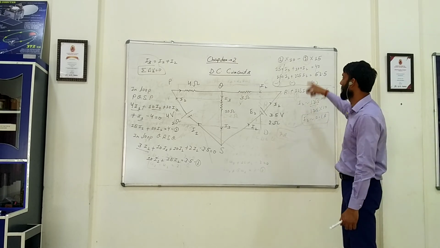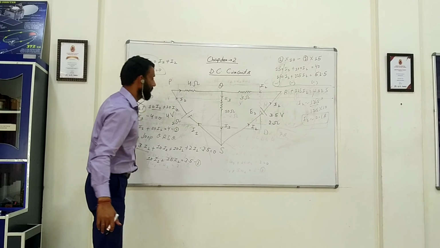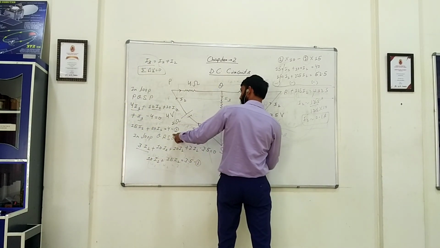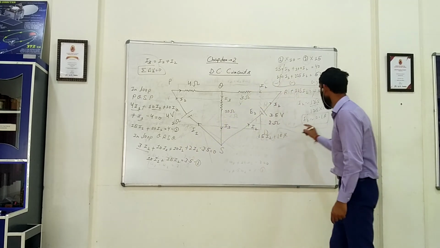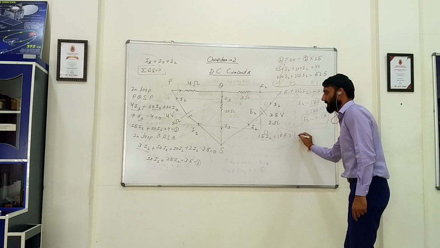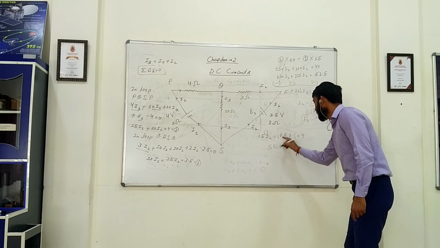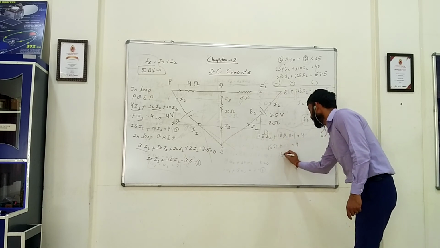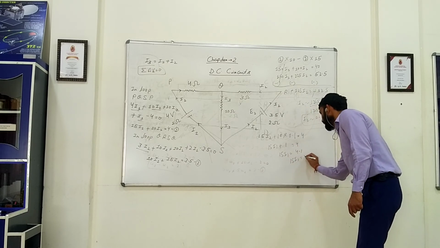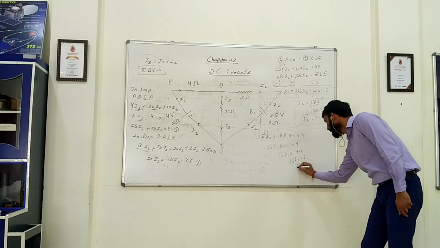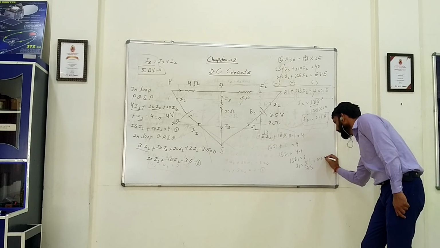Now using this I2 in any one of the equations, either 1 or 2, you can find the value of I1. I am using the first one. So it is 15 I1 plus 10 into I2, I2 is 0.1, is equal to 4. So 15 I1 plus 1 is equal to 4. 15 I1 is equal to 4 minus 1, 15 I1 is equal to 3. And I1 is equal to 3 upon 15, so it will be 0.2 ampere.